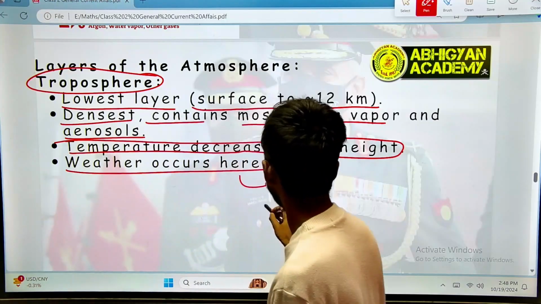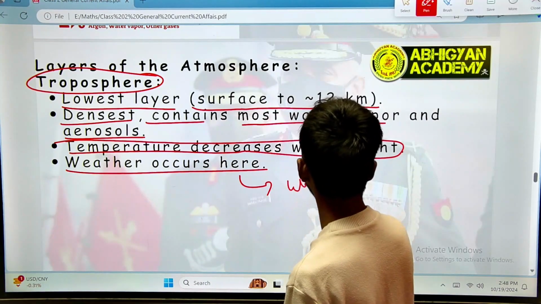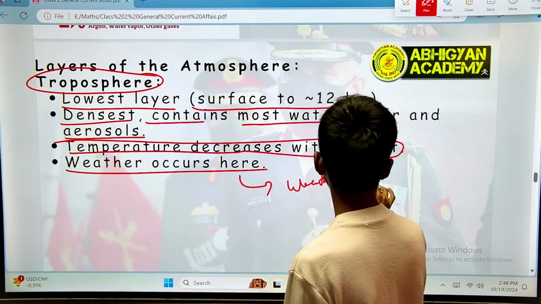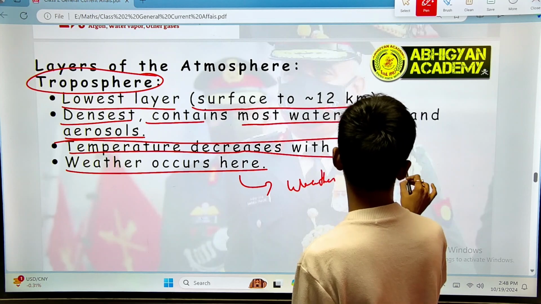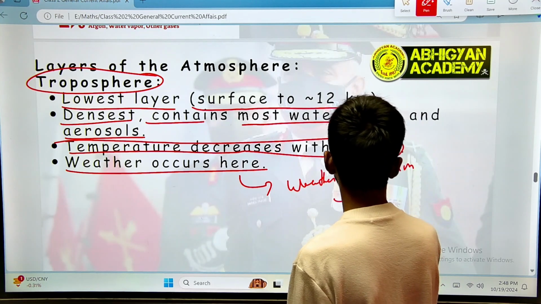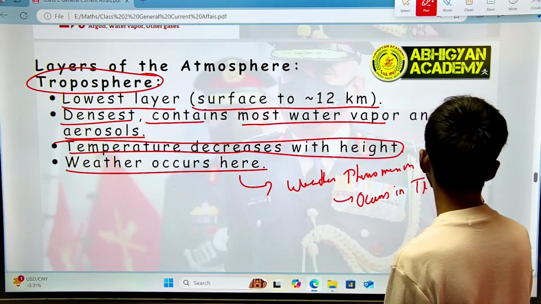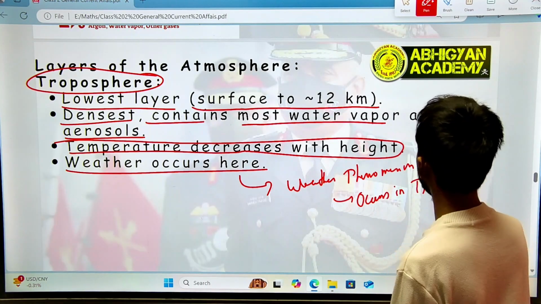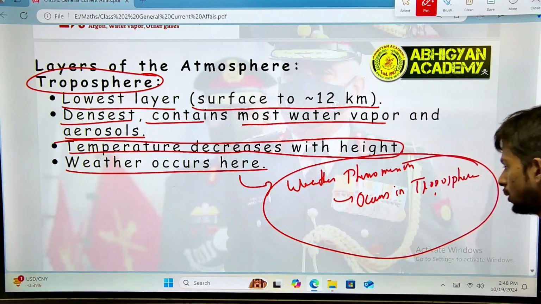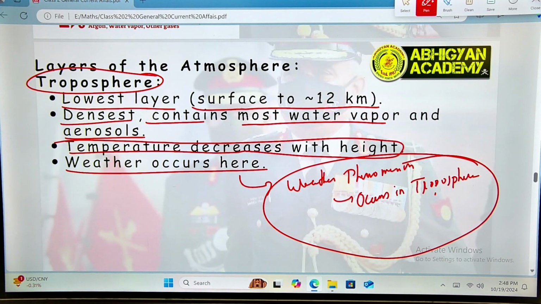It means most of the weather phenomena occur in the troposphere. So these are some points that should be remembered regarding the troposphere. It is the lowest layer, extending up to 12 kilometers. Most of the weather phenomena happen here, and the temperature decreases with height.